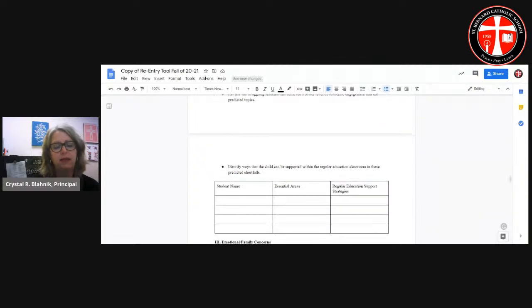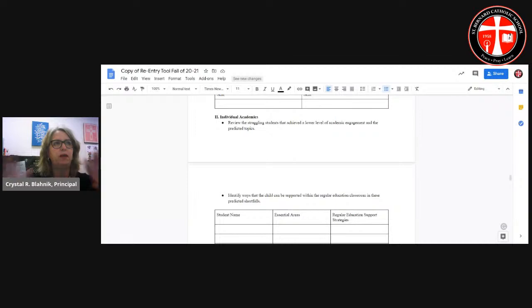Individual academics. I think this is something that, once you get beyond the whole group, what was taught, what the percentage was of students who were engaged in that topic, just in general, what topics are going to need to be revisited. Then you can just start discussing individual students.